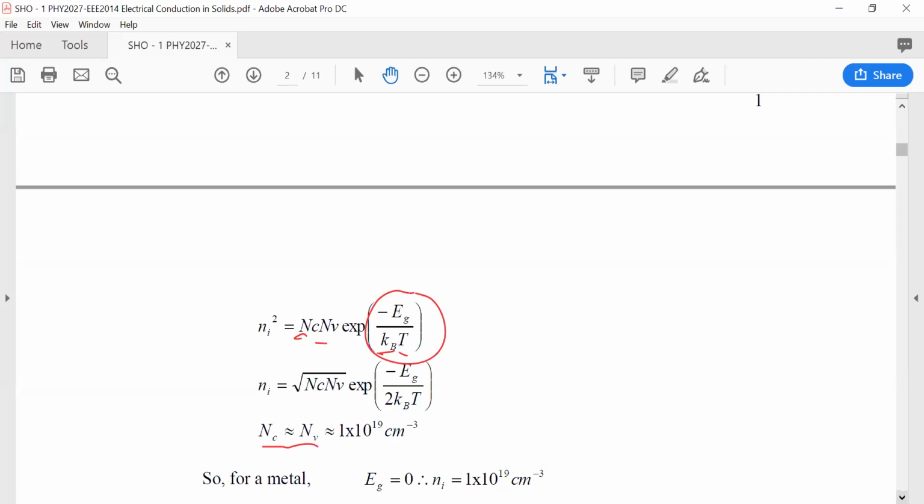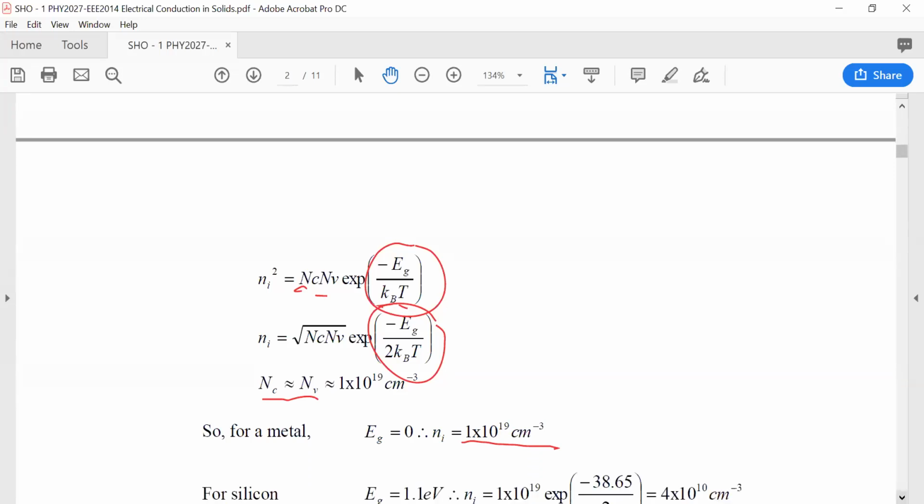If we put all of these numbers into the equation for electron carrier concentration, with the knowledge that the band gap of a metal is 0, we find that the second term in the equation reduces to 1. That's this bit here. It's going to reduce to 1. And the carrier concentration is therefore around 1 times 10 to the 19 electrons per cubic centimetre. Clearly, that's a very large number.